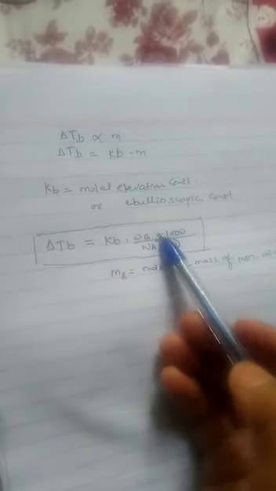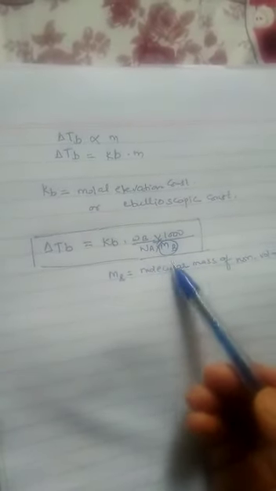So with the help of this formula, we can easily find out the molecular mass of a non-volatile solute. And that's why we say that elevation in boiling point is a colligative property, because it depends on the number of solute particles.